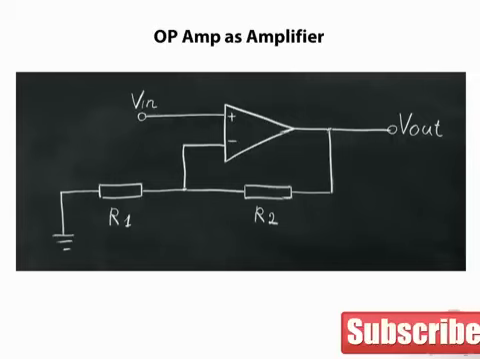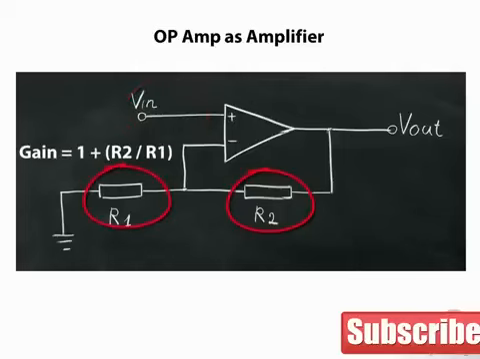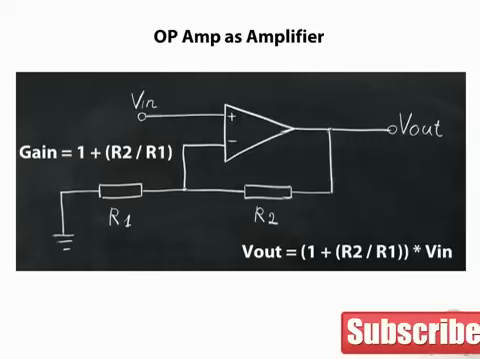Here we have an op-amp configured as a non-inverting amplifier. The input is connected to the non-inverting input. R2 is a feedback resistor from the output connected to the inverting input. And R1 together with R2 give us the gain of the amplifier. The gain for this non-inverting op-amp is 1 plus R2 over R1. The voltage output therefore, in terms of gain and voltage input, is Vout equals 1 plus R2 over R1 times Vin.